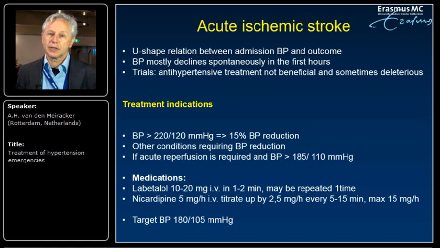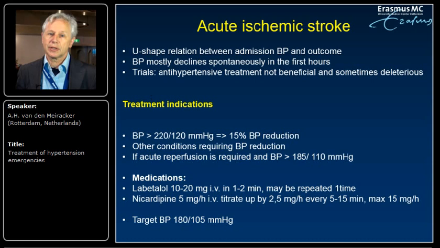Think about an acute coronary syndrome. Also, if acute reperfusion with thrombolysis is required, then blood pressure should be lowered to the levels shown there. Here also, the preferred medication is labetalol or otherwise nicardipine, and the target blood pressure should be about 180 over 105.